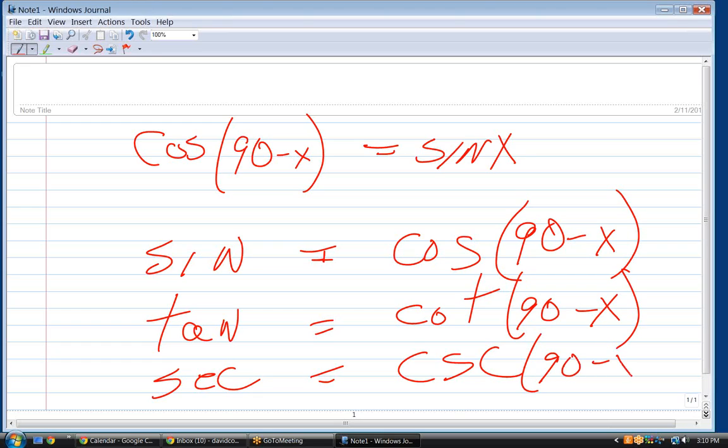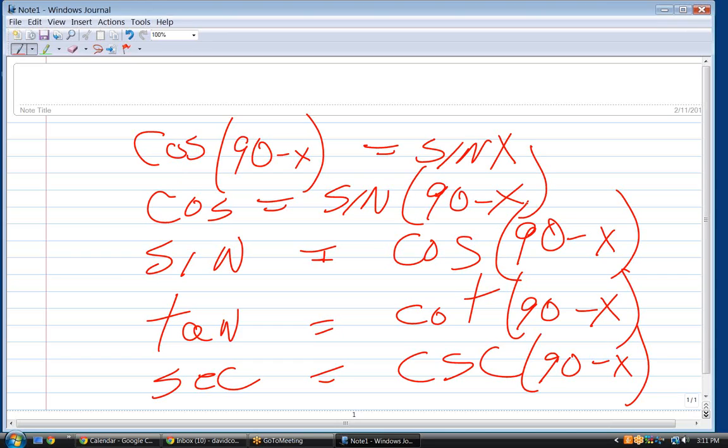Okay. And vice versa. In other words, cosine is also equal to sine of 90 minus x. So for every cofunction relationship, you have that. So clearly the cosine of 90 minus x I can replace with the sine of x. All right.